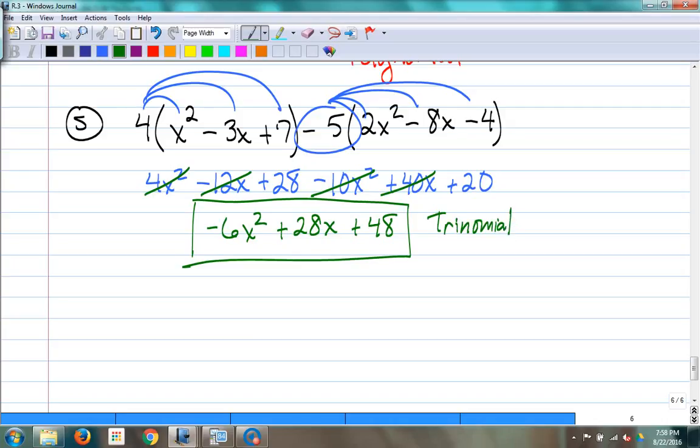Not too bad. Not too bad. Okay? All right. So, our section R3.